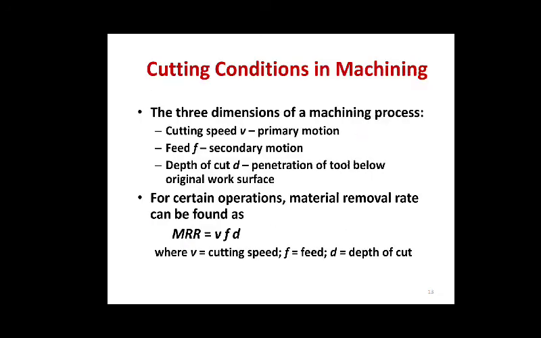The three dimensions of a machining process: one is cutting speed, the primary motion; second is feed, the secondary motion; third is depth of cut, the penetration of the tool below the original work surface. For certain operations, material removal rate can be found as MRR = V F D, where V is cutting speed, F is feed, D is depth of cut.